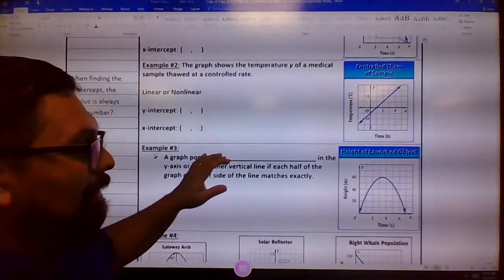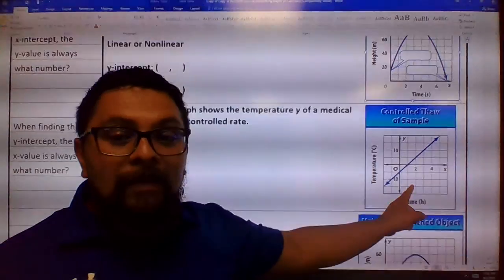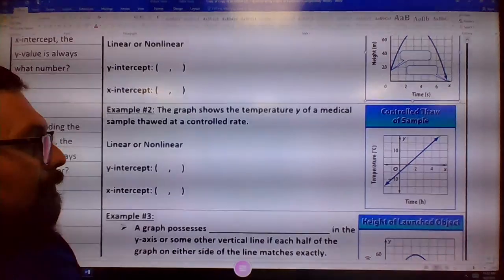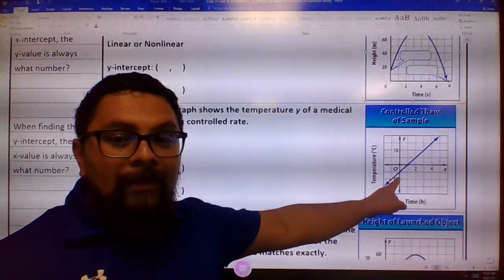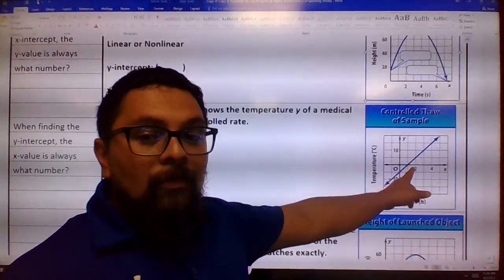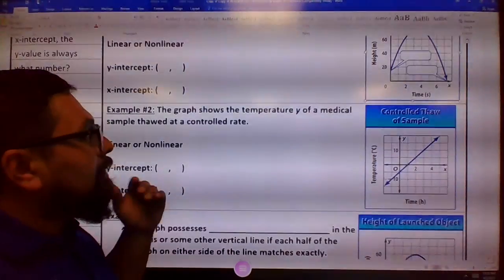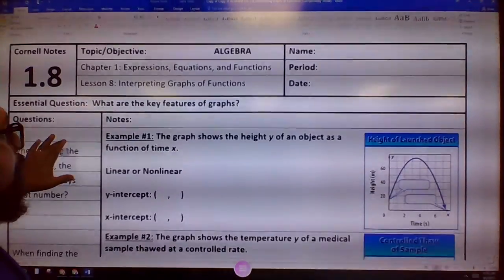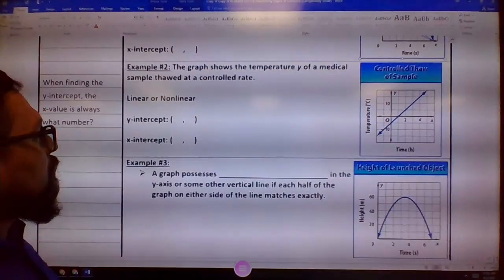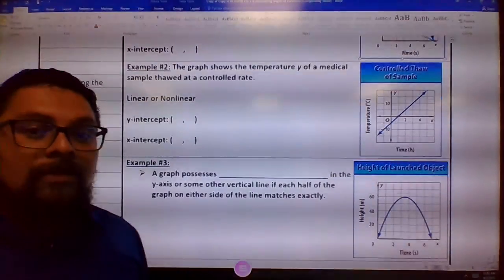Example 2, we did the same thing. We found out that this is a linear function. The y-intercept for this one crosses right here at the negative, and the x-intercept crosses right here at (1, 0). So that's the x-intercept and y-intercept. That's one key feature of graphs. Actually, that's three key features: whether it's linear or nonlinear, the x-intercept, or the y-intercept.